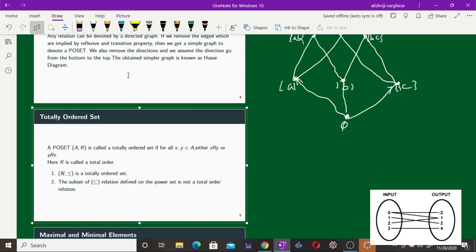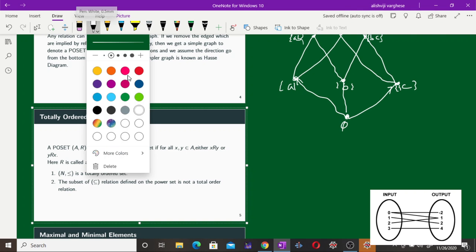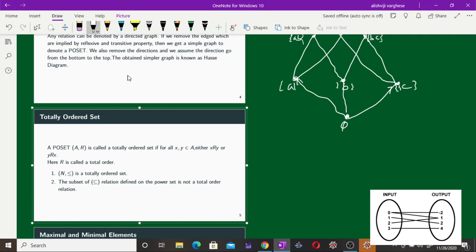next concept is totally ordered set. A partially ordered set is called a totally ordered set if any two elements in the partially ordered set are comparable, or in other words, if R is the relation defined on A, and if a and b are two elements from A, then either a is related to b or b is related to a. In that case, it is a totally ordered set or linearly ordered set, or in other words, it is also known as a chain.